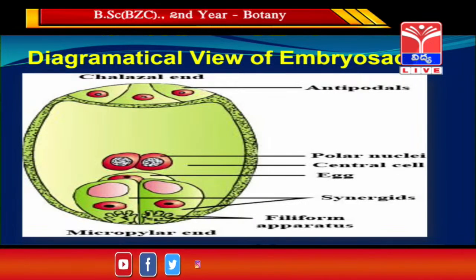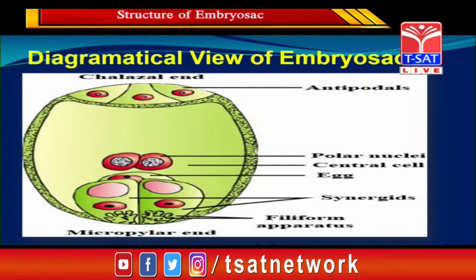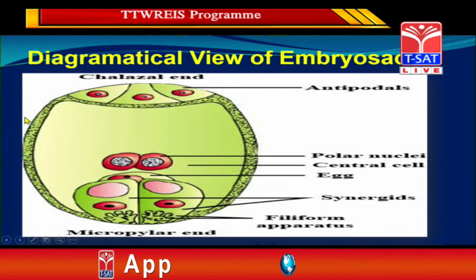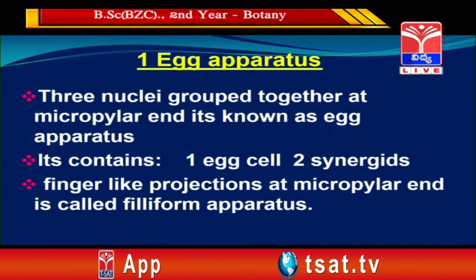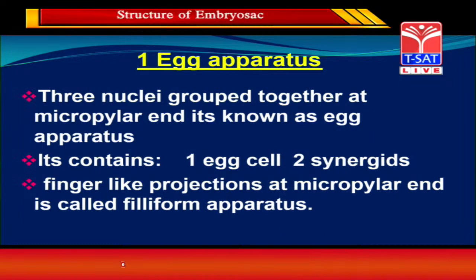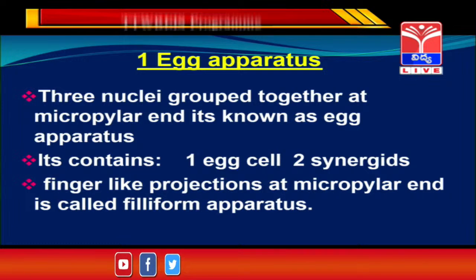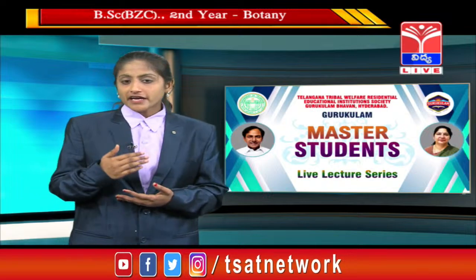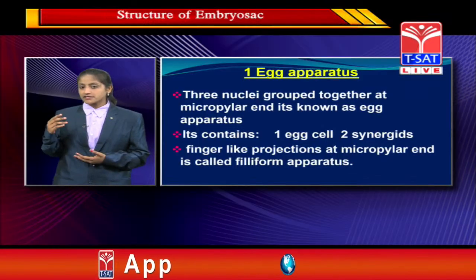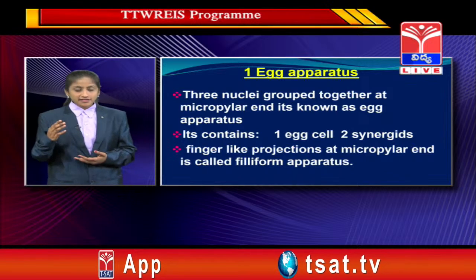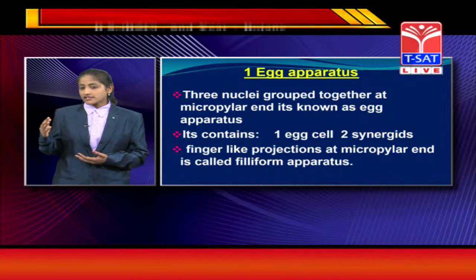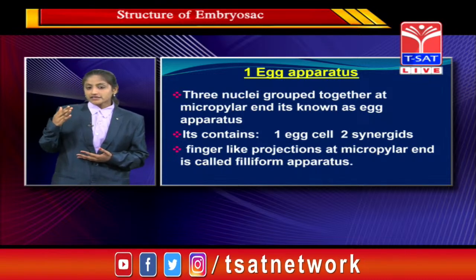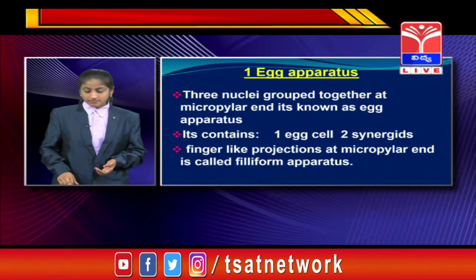In the synergids appears a finger-like projection or cellular thickening. It is known as a filiform apparatus. Next, we will discuss about egg apparatus, the first component of embryo sac. The 3-celled group put together at the micropylar end is known as egg apparatus. The egg apparatus contains one egg cell and 2 synergids. In the egg apparatus, the egg cell is the biggest cell and the synergids are the smallest cells. In the synergids, the finger-like projection at the micropylar end is called filiform apparatus.